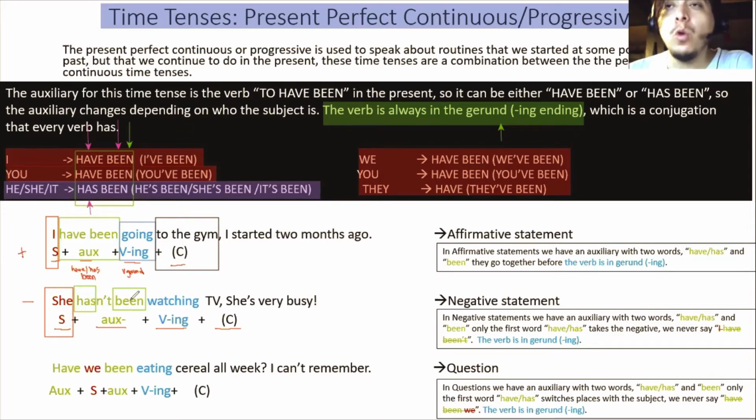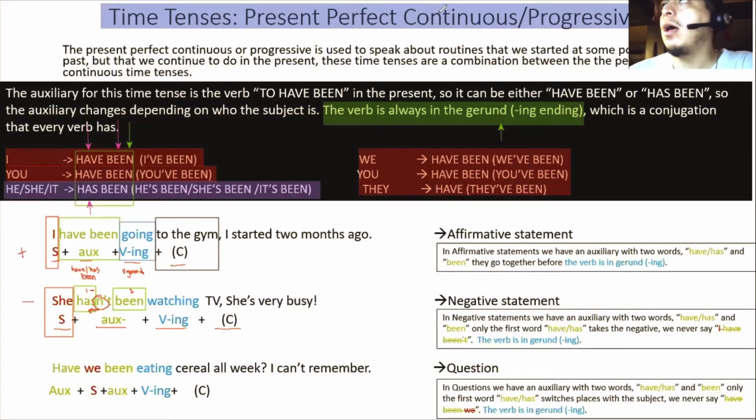If you have two words working as the auxiliary, you have word number one and word number two. Only the first word takes the negative. Remember that. Only the first part takes the negative. You say, she hasn't or I haven't. She hasn't been watching, I haven't been going. You never say, I have been not going, she has been not watching. No, no, no. The negative is only for the first part, okay? That is an important part.